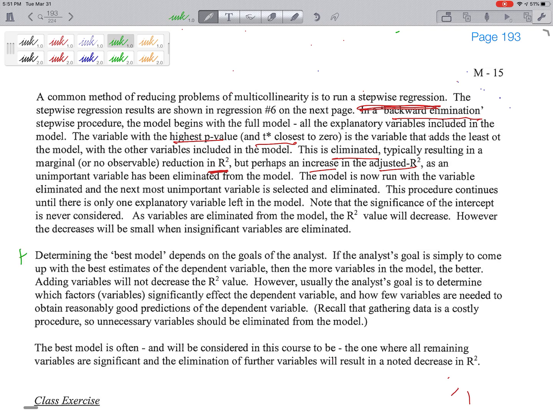Determining the best model right here depends on the goal of the analyst. If you're simply looking for the best model that will give you the best estimate of the dependent variable, the listing price of the house, then the more variables, the better.